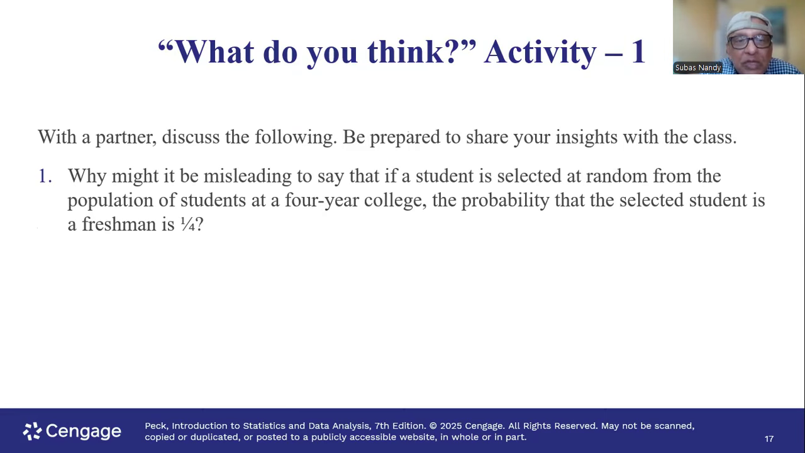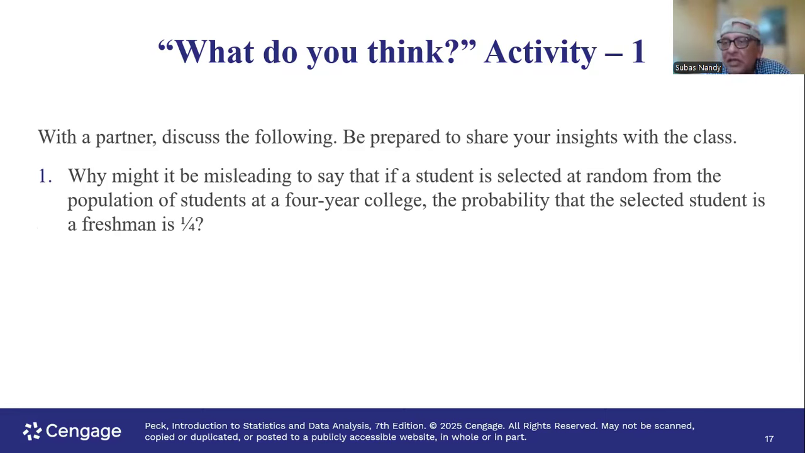Now discuss the following with your partner. Be prepared to share your insights with the class. Why might it be misleading to say that if a student is selected at random from the population of students at a four-year college, the probability that the selected student is a freshman is 1 out of 4? As you know, we have freshmen, sophomores, juniors, and seniors.